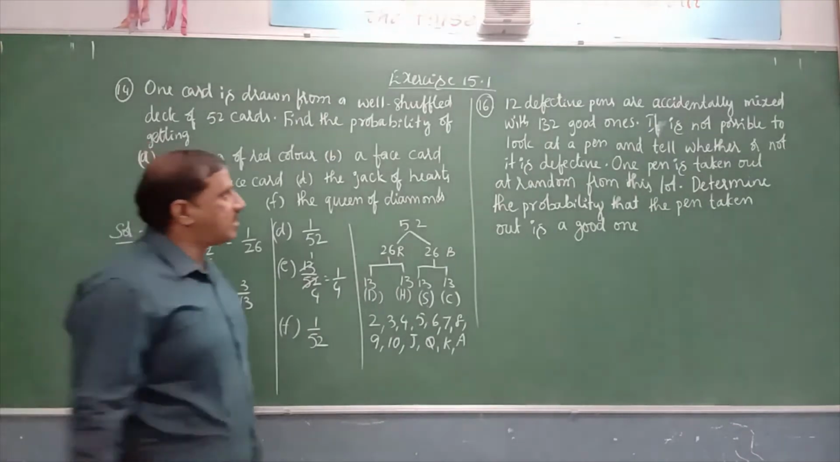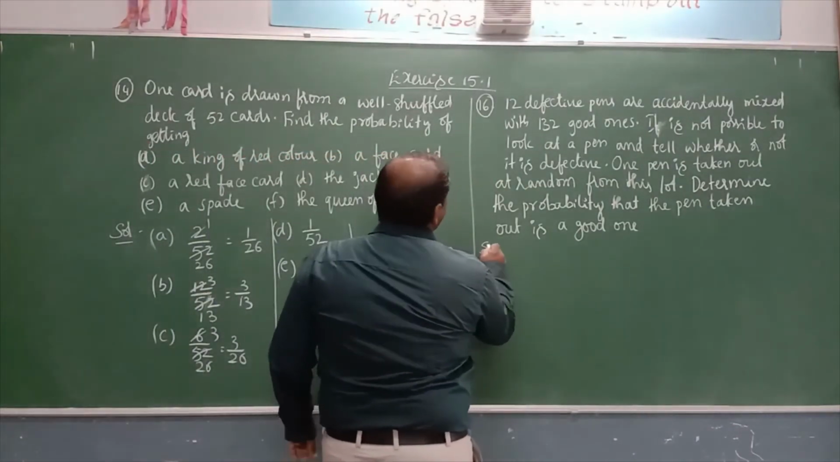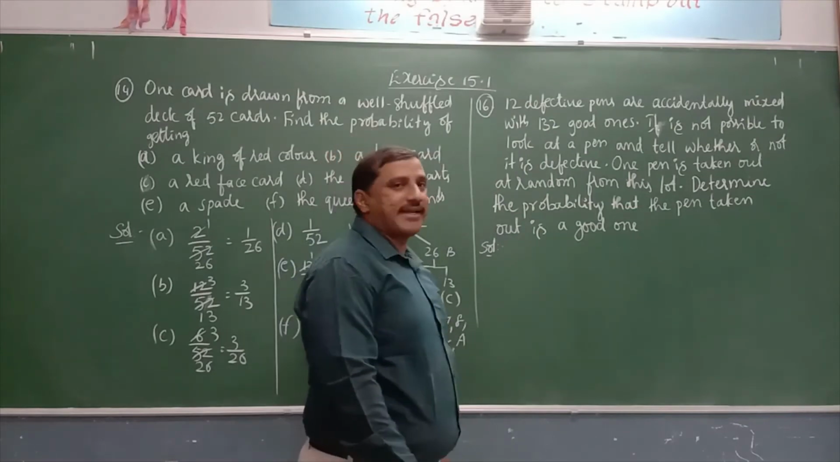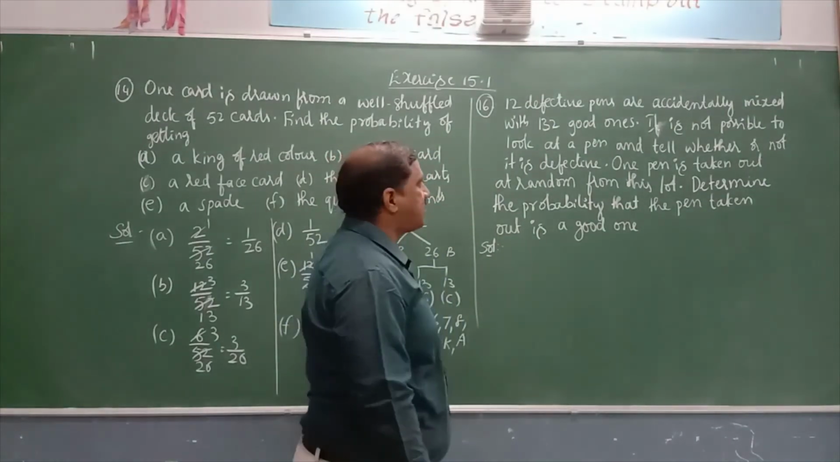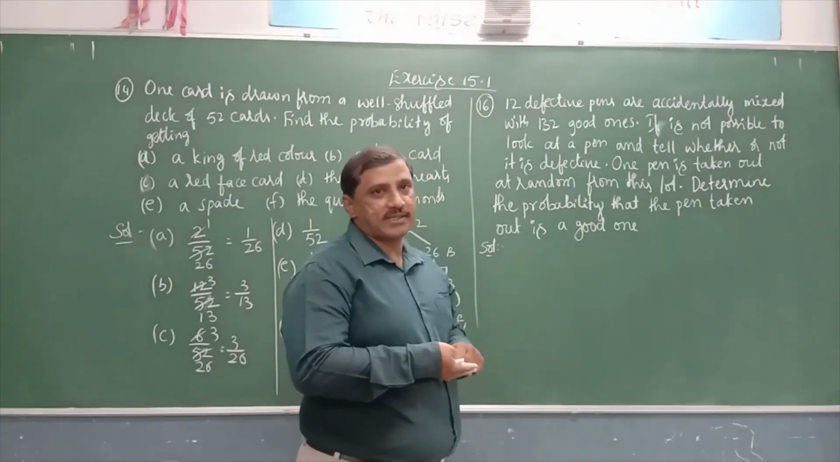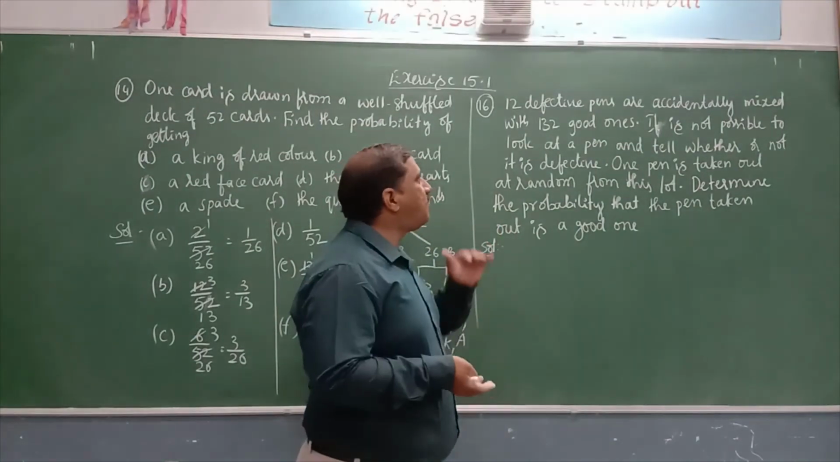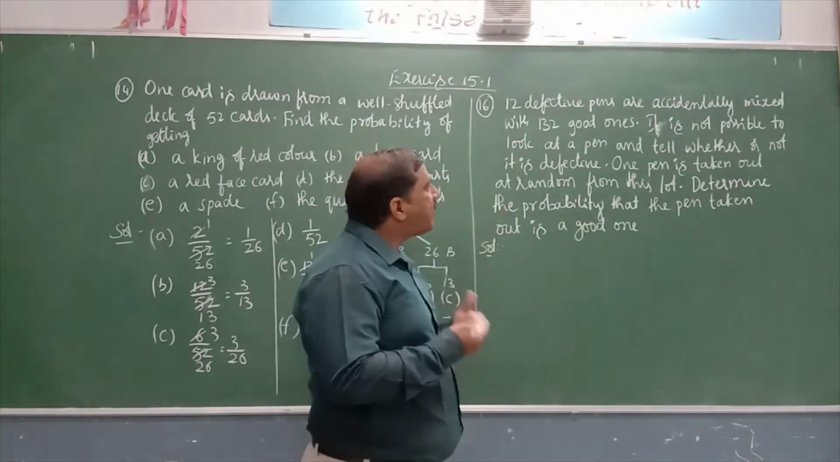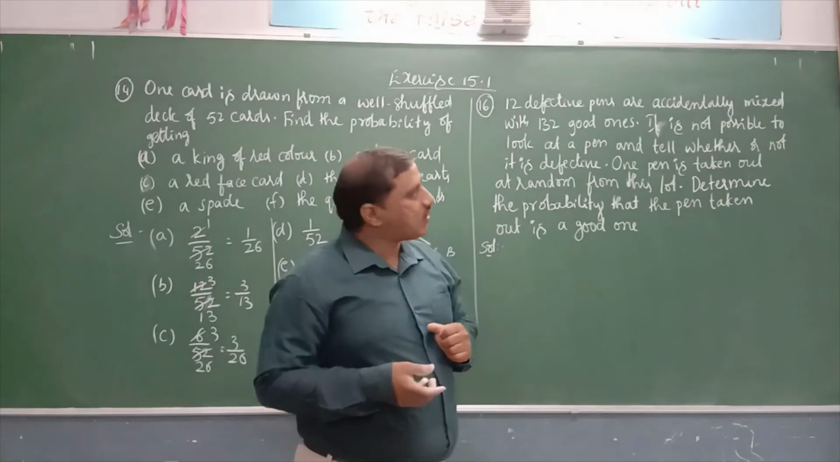Now the 16th question. Here it is. 12 defective pens are accidentally mixed with 132 good ones. So 12 defective pens, meaning damaged pens, are there, and those are accidentally mixed with the good ones. How many good ones are there? 132 good pens are there and 12 defective pens are there.